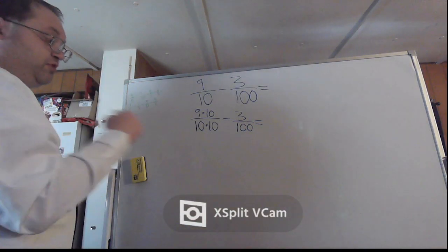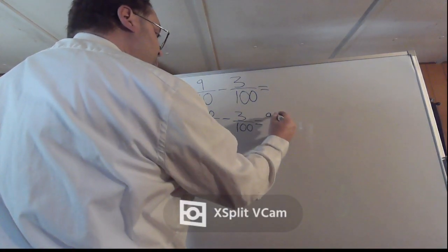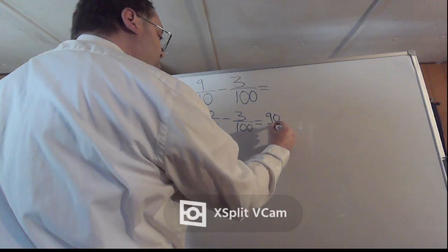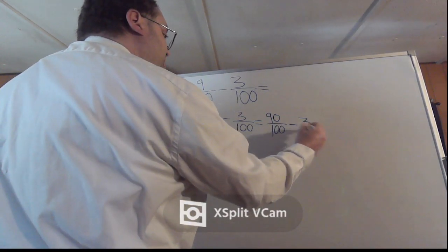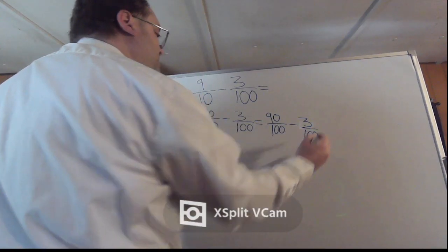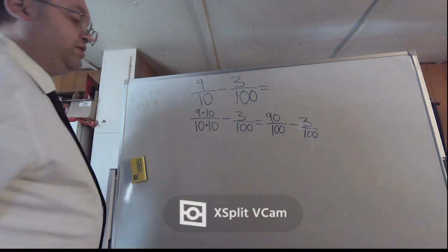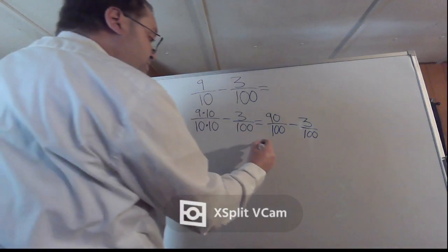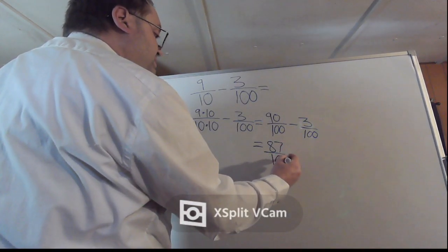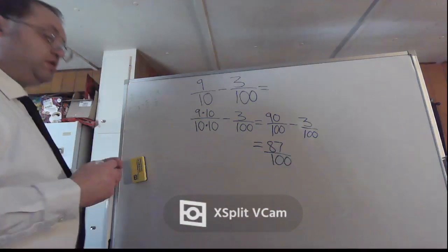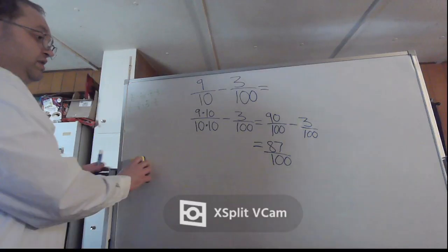Okay, so work through your multiplication. 9 times 10 is 90, over 10 times 10, which is 100. Then you'll have 90 over 100 minus 3/100. Now, since you have the same denominator, you can go ahead and subtract, which is going to give you 87/100. Which there is no common term to factor, so 87/100 would be your final answer.